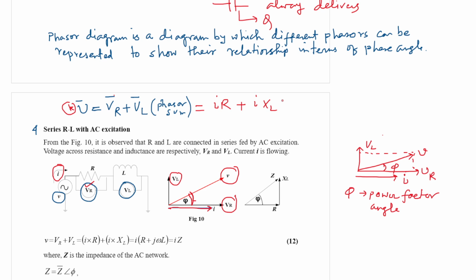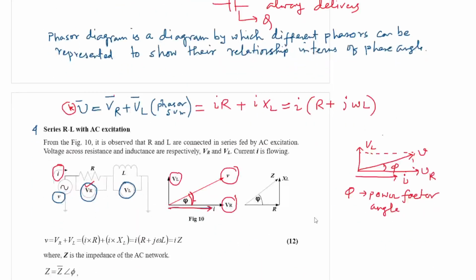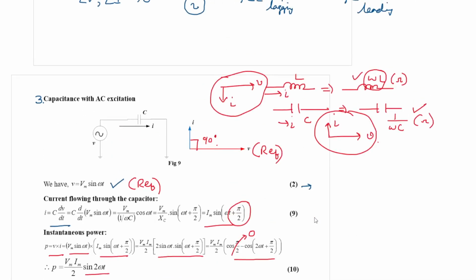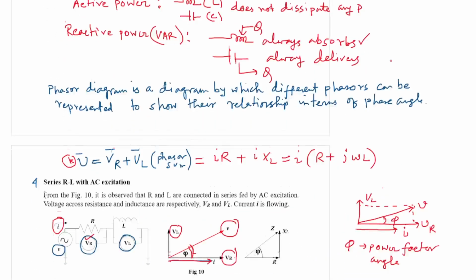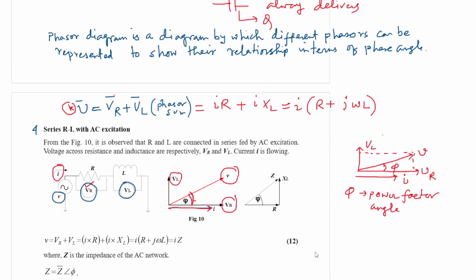So if you take I common, R plus XL. Now we are writing XL as J omega L. Instead of writing it as omega L, I am writing it as J omega L. Now where is this J coming from? This is the question.